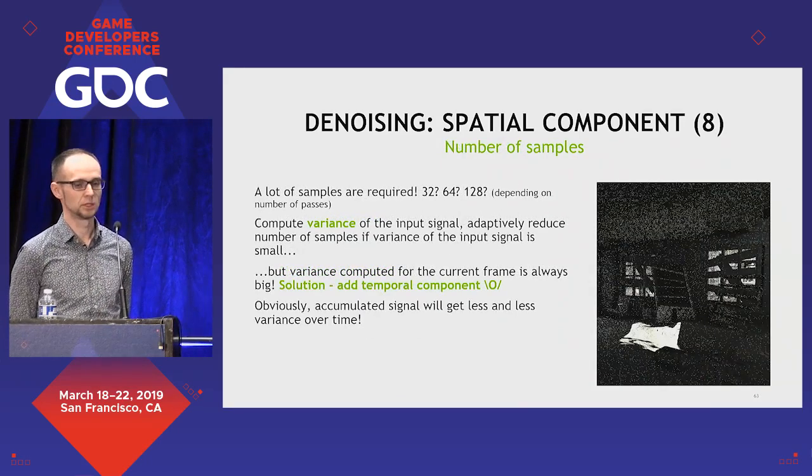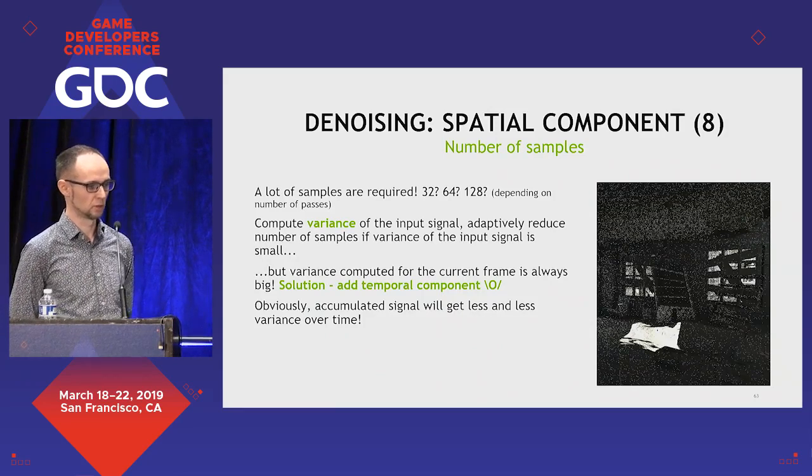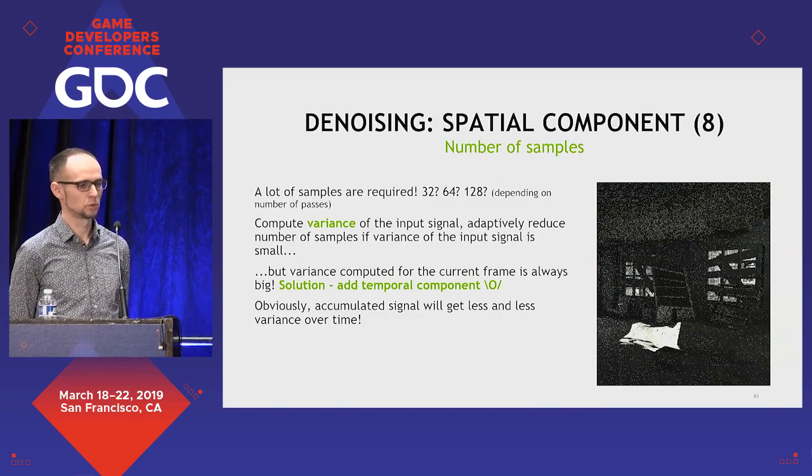How many samples are needed? 32, 64, or even more. The idea is to compute variance of the input signal and adaptively adjust the number of samples. And of course, it sounds good, but we have a problem, because the variance computed for the input signal only is always a big value, so it just won't work. So it's time to introduce a new component, which is the temporal component.